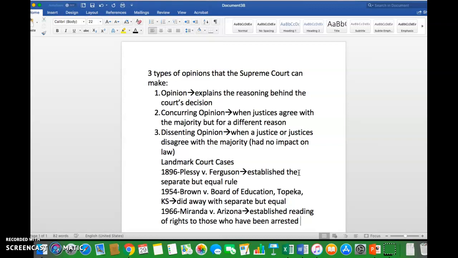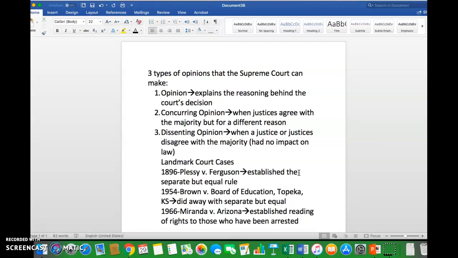Miranda versus Arizona established reading of rights to those who have been arrested. I'm sure you've probably all heard of the Miranda rights. You have the right to remain silent. Anything you say can and will be used against you in a court of law. You have the right to an attorney. If you cannot afford an attorney, one will be presented to you by the courts.